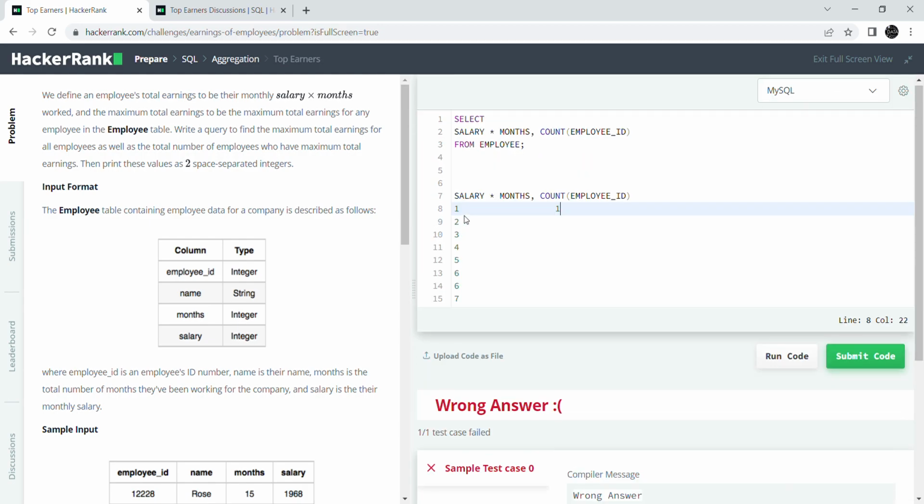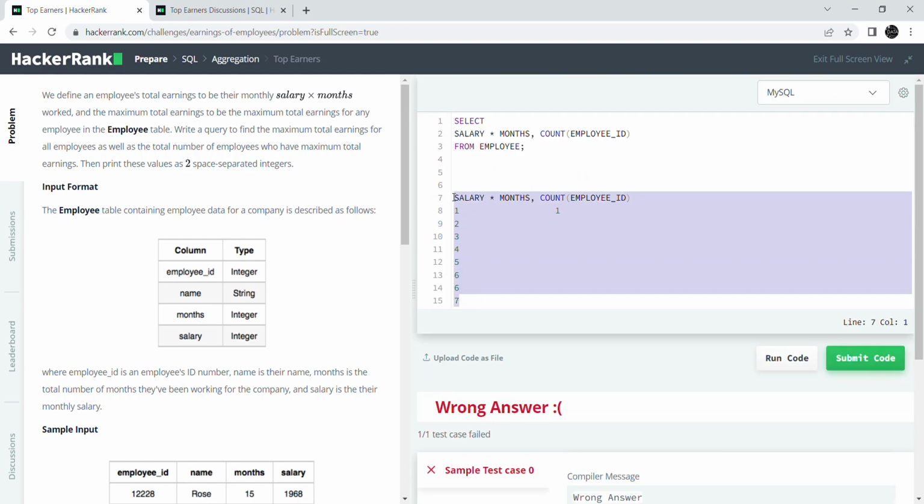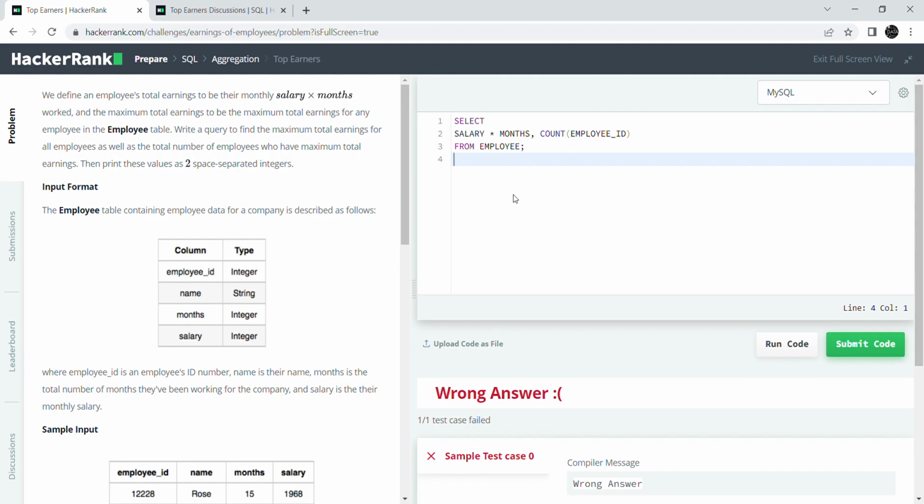So what is the solution that we are left with? We need to group the data on something. By grouping, I mean I will use the group by keyword, and I am grouping on salary into months. Let me write it. I am telling SQL to find how many employees have the same salary into months, like people earning the same total salary, group them into one and count their respective total.